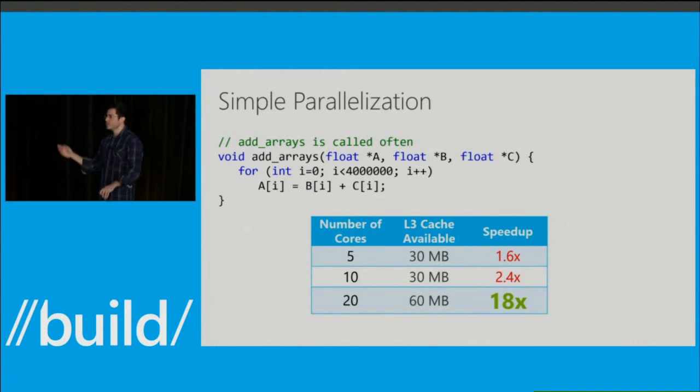Now, to be honest, my columns here are a little misleading. The number of cores, the thing that's on the far left, just really doesn't matter. Right? The only thing that matters is the amount of cache that's available for your program. The second column is the thing that's actually driving the speedup. The number of cores is not. I think that's pretty interesting.